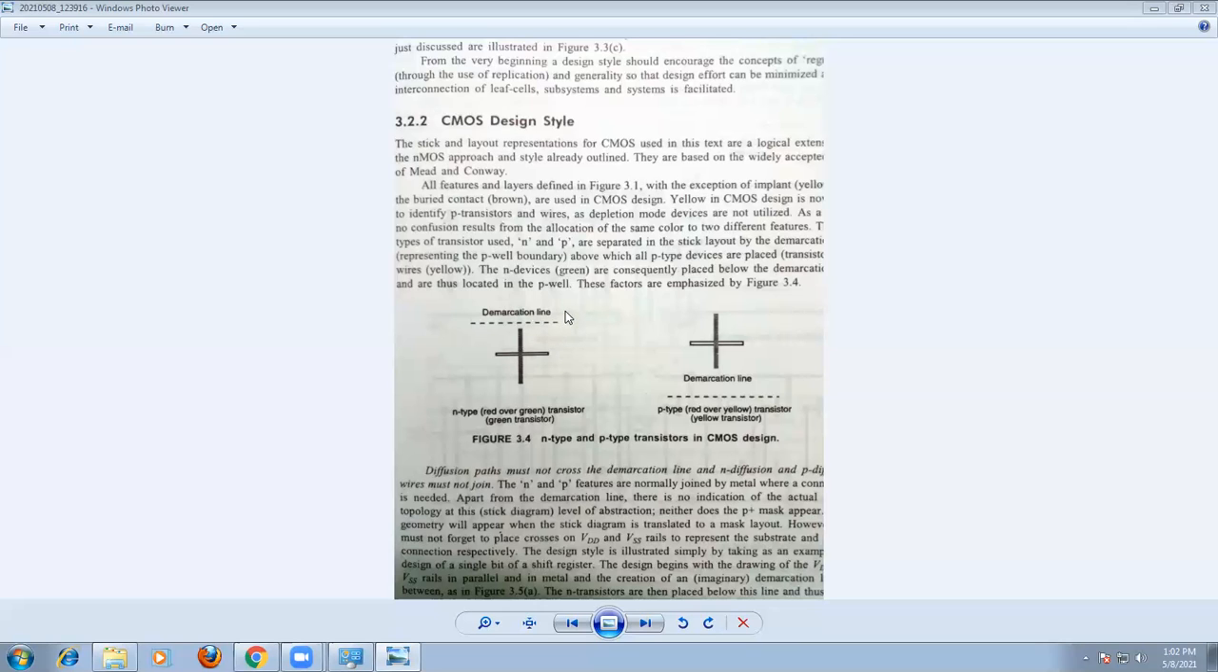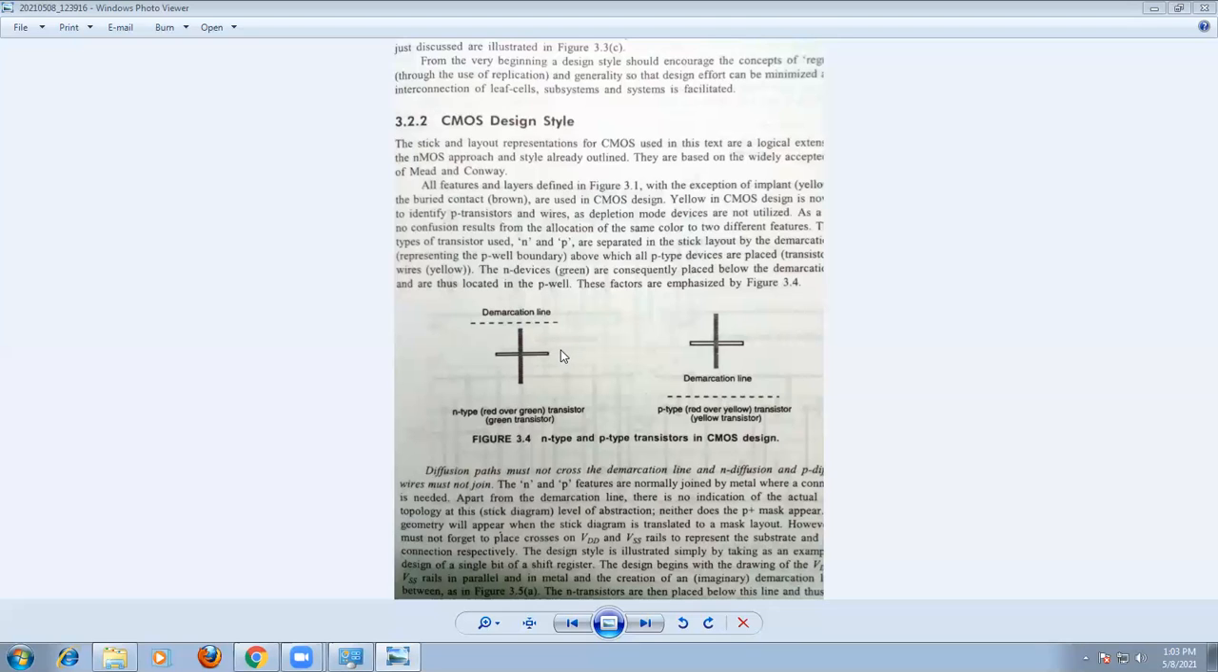Now there are some rules for this demarcation line. Particularly for the CMOS design style, we have to follow some rules depending upon the demarcation line. What are those rules? The first thing is all the N-channel transistors, all the N-channel FETs, must be placed below the demarcation line. That means all the N diffusion layers must be placed below the demarcation line. That is the first thing you have to remember.